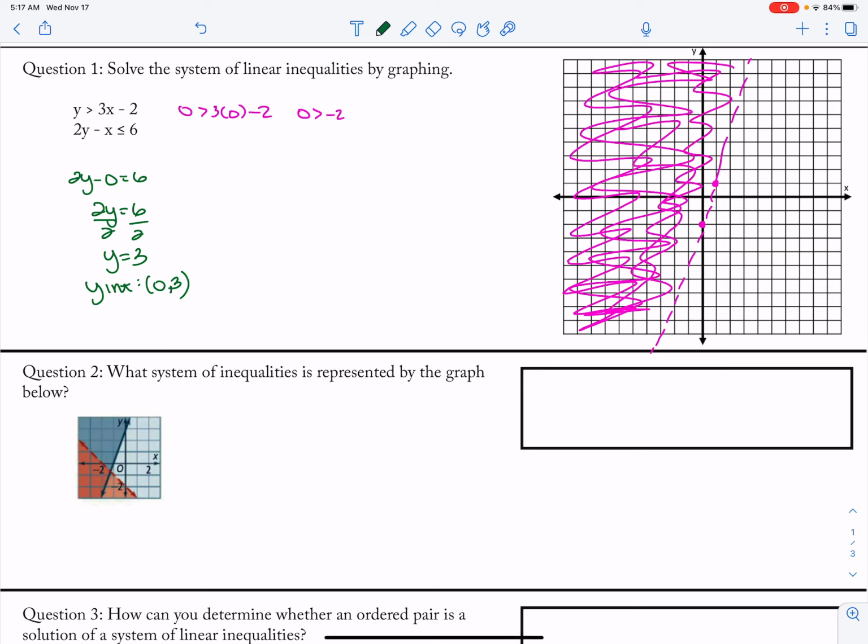So I go up to 3, and I make a point. Then I do my x-intercept. So 2 times 0 minus x is equal to 6. Negative x is equal to 6, so x is equal to negative 6. 1, 2, 3, 4, 5, 6. And then this is solid.